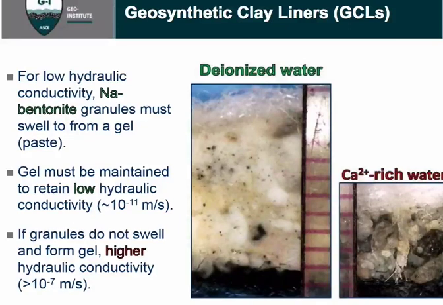A GCL will get a really low hydraulic conductivity because of that sodium bentonite layer, typically on the order of 10 to the minus 11 meters per second, or 10 to the minus 9 centimeters per second, if that gel forms. If conditions exist that prevent the formation of that gel, we'll maintain the small or sand-sized granule structure, and we'll have a much higher hydraulic conductivity, which can be orders of magnitude higher. For example, the photo on the right would have a hydraulic conductivity greater than 10 to the minus 7 meters per second, or 4 orders of magnitude greater than a GCL with a low hydraulic conductivity.